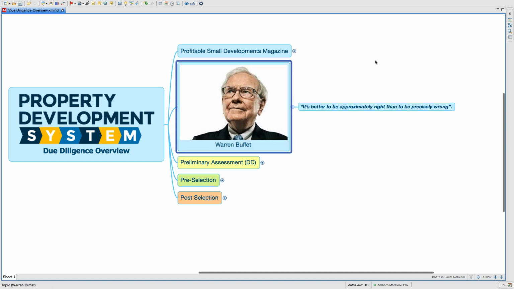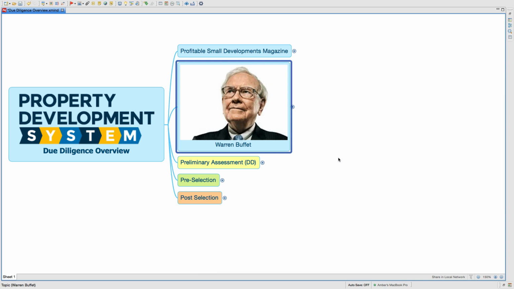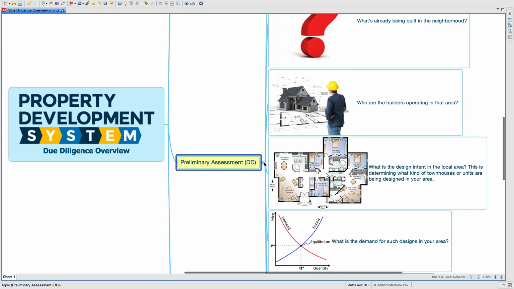Warren Buffett once said, "It's better to be approximately right than to be precisely wrong," and this applies so much to due diligence. You've got to be at least approximately right when you're doing due diligence and you're trying to zero in on a suburb or a property.